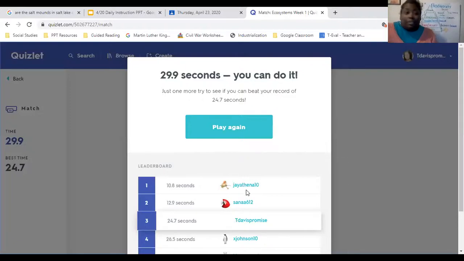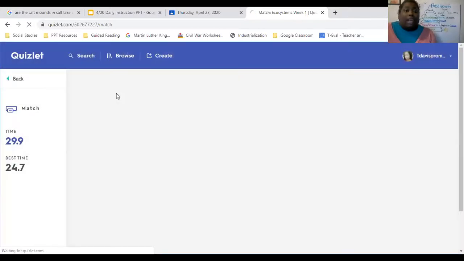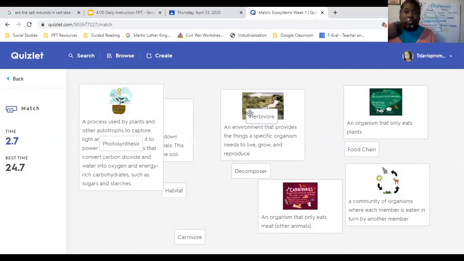Y'all see Jalen, right? 10.8 seconds. And Sanai, come on, Sanai. All right, and that looks like Zaya Ray. So the Promise Scholars are showing up and showing out. I'm loving it. All right, so I want you to play the matching game at least two times.